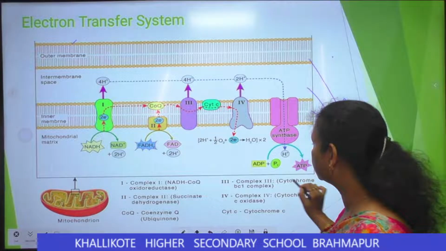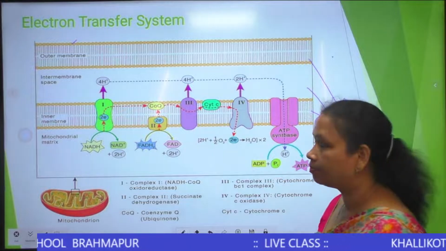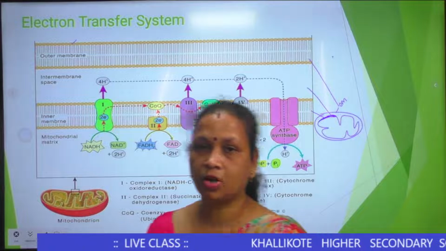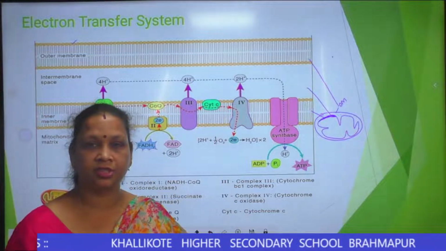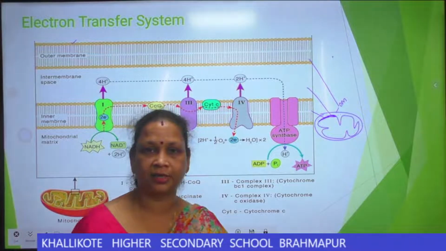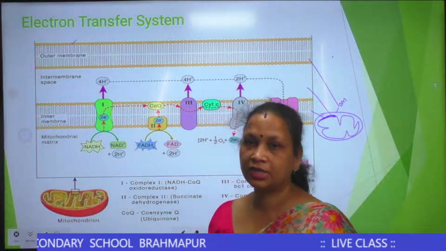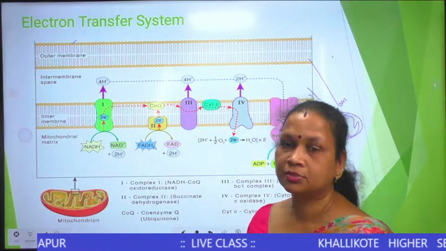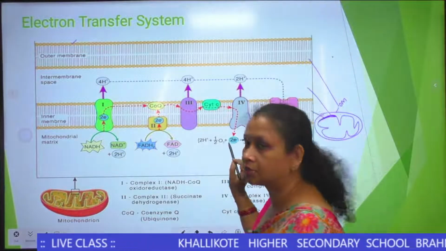So, the inner mitochondrial membrane has the arrangement of these complexes, and then ultimately here you can see the ATP synthase, also sometimes considered as the fifth complex, the F0, F1 particle that will help in the synthesis of ATP molecule. This is the matrix side where we find oxygen is present in the mitochondrial matrix. The synthesis of ATP molecule is called oxidative phosphorylation.